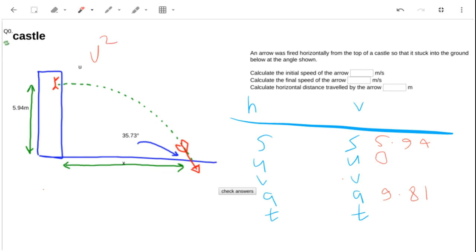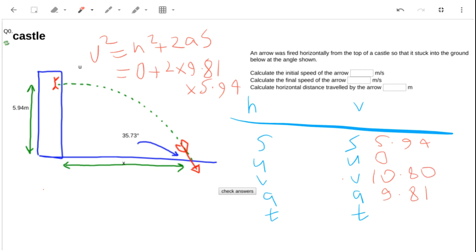I'm just going to write it up here. v squared equals u squared plus 2as. That's going to be u, which is 0, plus 2 times 9.81 times the height, 5.94. Okay. 2 times 9.81 times 5.94. Take the square root, and that gives me 10.80 for the vertical velocity when it hits the ground.